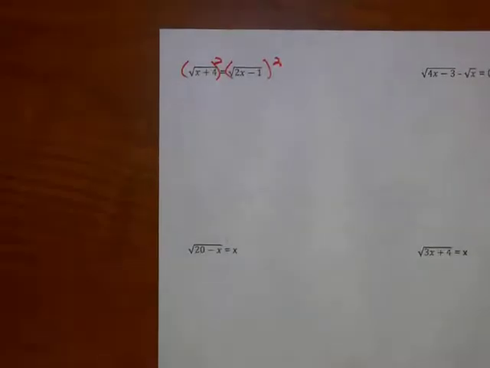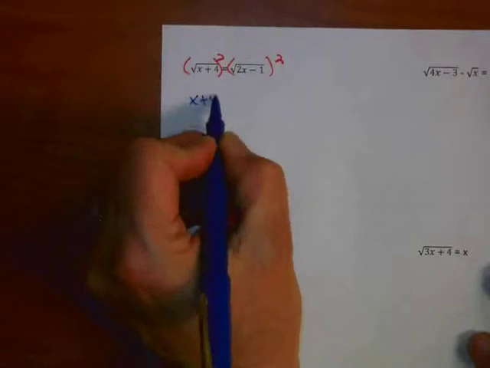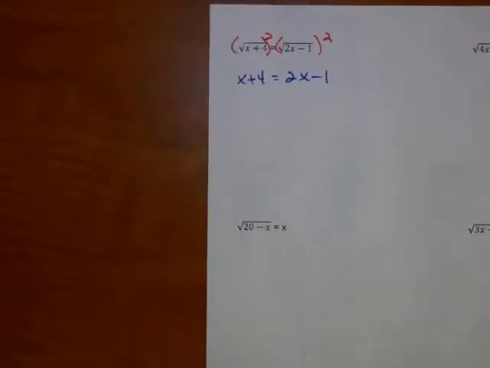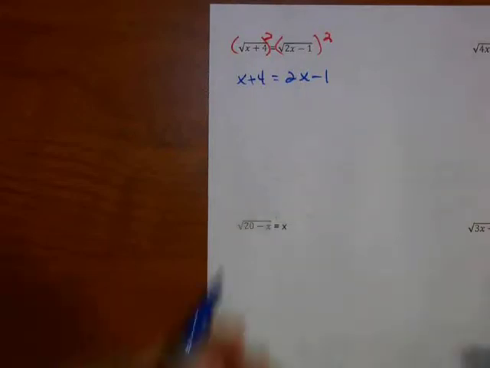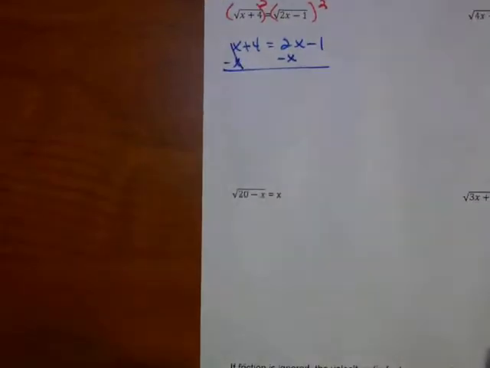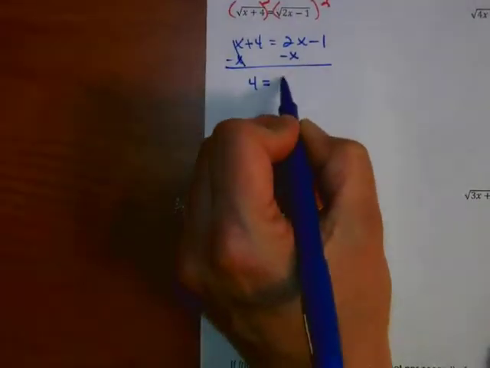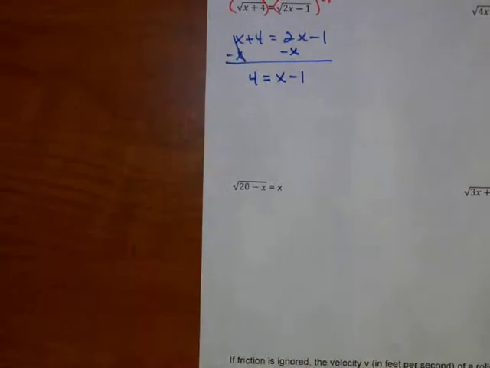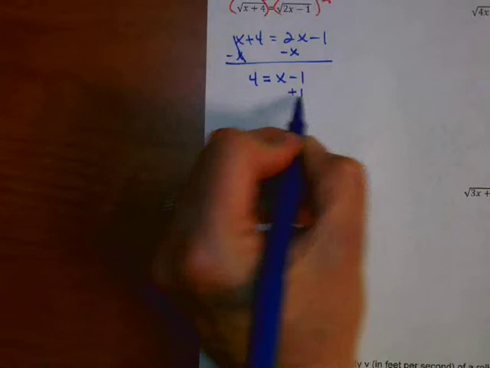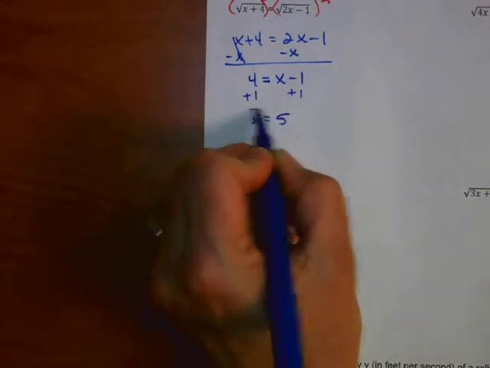Then you're left with x plus 4 equals 2x minus 1. Now you just have an equation with variable on both sides. You just have to go whatever method you want. I think it's easiest to just get rid of the x's here. It doesn't matter which way you go. You'll end up with the same answer if you do the math right. Add 1 to both sides. x equals 5.